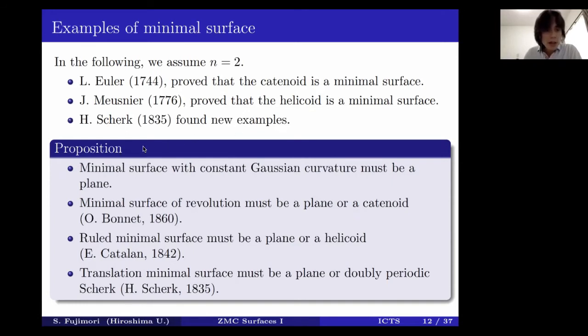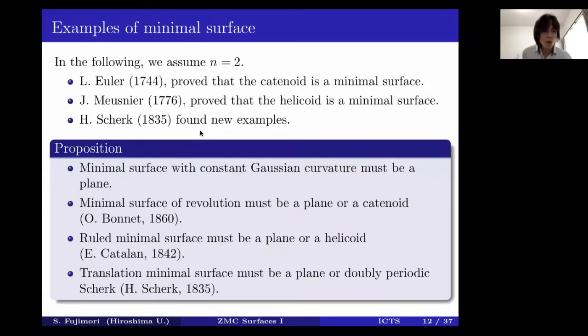And it is well known that a minimal surface with constant Gaussian curvature must be a plane. And also, a minimal surface of revolution must be a plane or a catenoid. Or a ruled minimal surface must be a plane or a helicoid. Also, a translation minimal surface must be a plane or a doubly periodic Scherk surface.